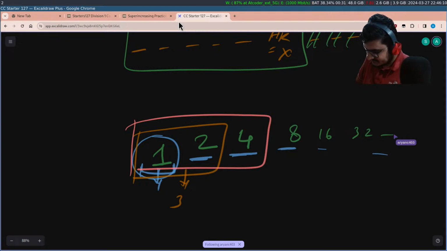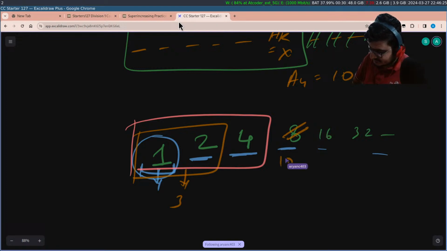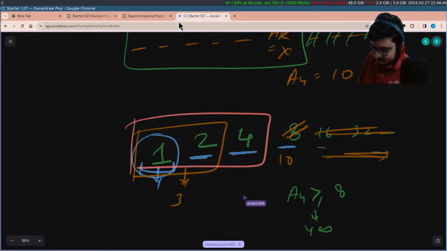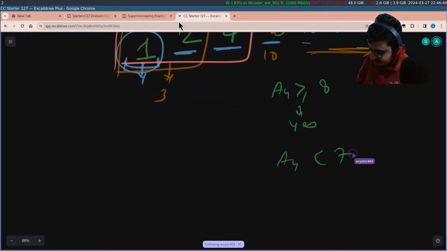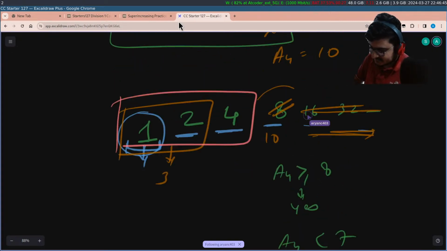Once we notice this, let's say we want to create an array with length 4 over here. Let's say we need a4 equal to 10. Then what we can do is take this array and change this 8 to 10, and in the same way we can increase the remaining numbers. So if a4 is greater than or equal to 8, then the answer is yes. And if a4 is less than 8, the answer is no. Because we have figured out that the smallest possible value for the fourth element is 8 over here. And pretty much that is the idea.